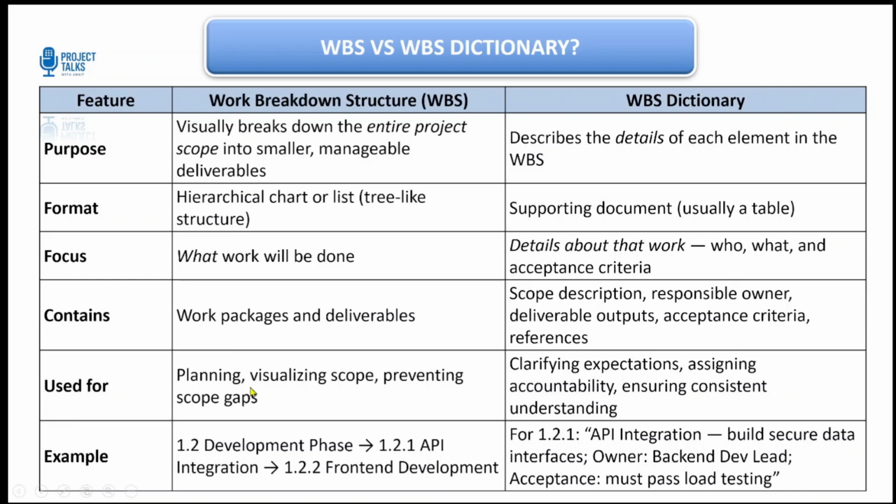WBS is used for planning, visualizing scope, preventing scope gaps, whereas WBS dictionary is used for clarifying expectations, assigning accountability, ensuring consistent understanding. We have already discussed the examples. In WBS, it's development phase, API integration, front end development, whereas WBS dictionary goes one level more detailed into that. The API integration builds structured data interface, who will be the owner, how it will be accepted, etc.